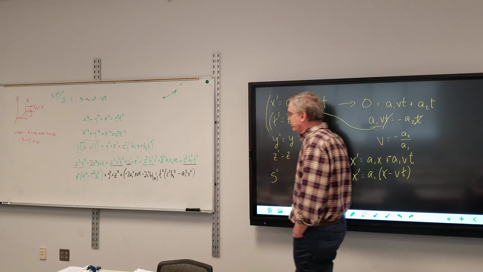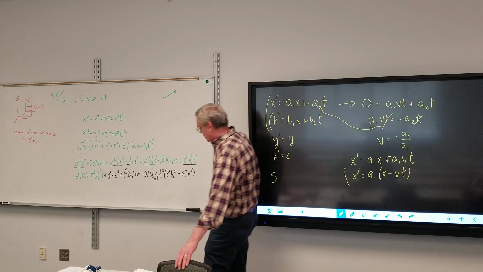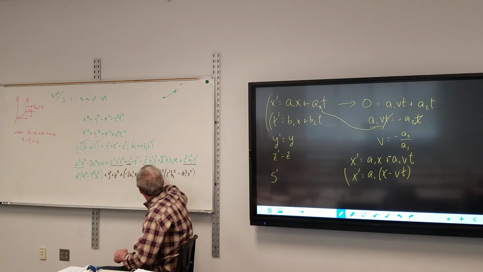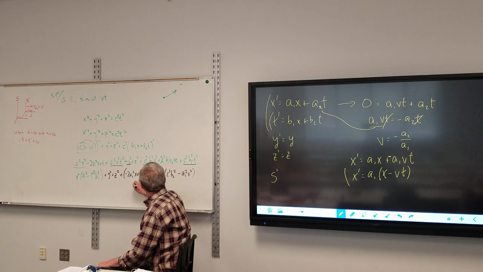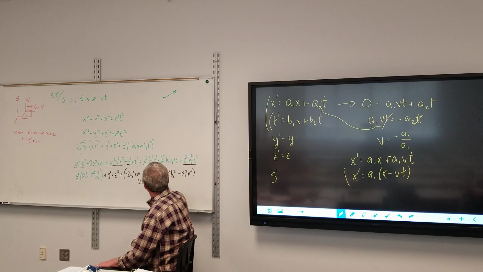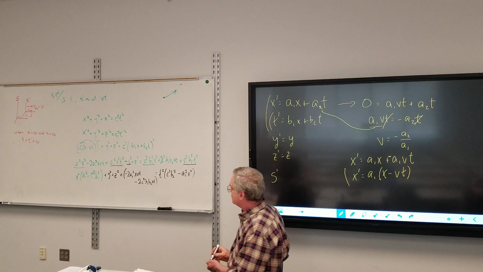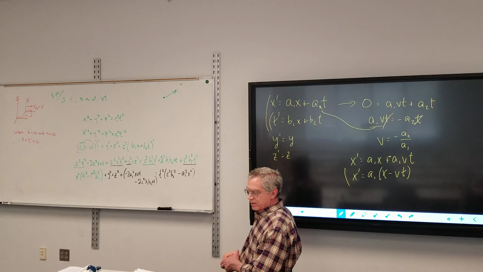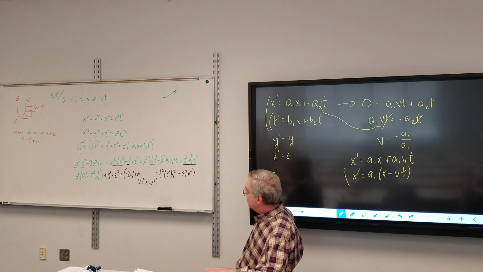Did not quite give myself enough room there. I'm going to rewrite that. Minus 2 c squared b1 b2 xt. Quick check to make sure that there are less errors. Okay.